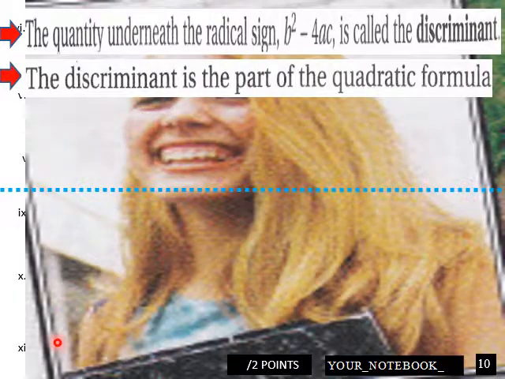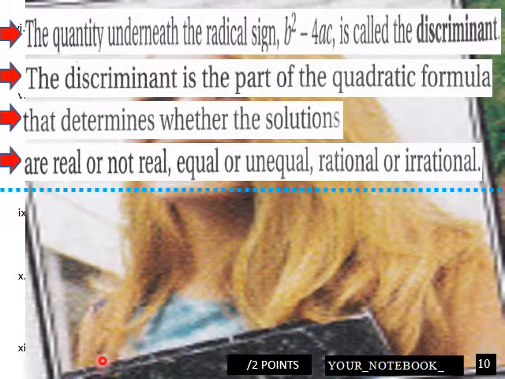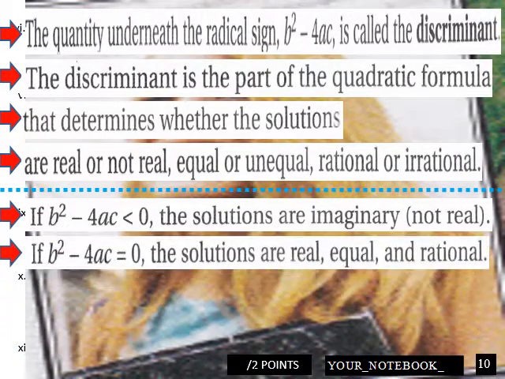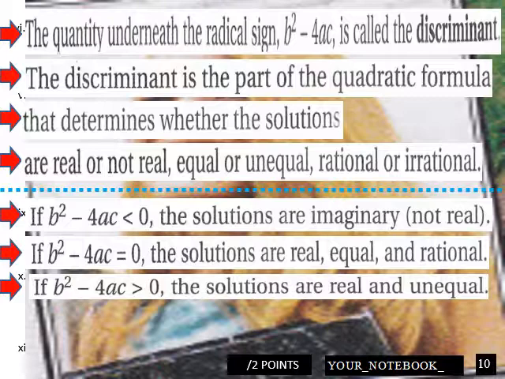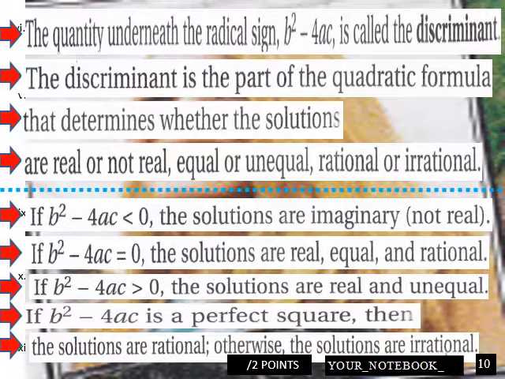The discriminant is the part of the quadratic formula that determines whether the solutions are real or not real, equal or unequal, rational or irrational. If it's less than 0, the solutions are imaginary. If it equals 0, the solutions are real, equal, and rational. If it's greater than 0, the solutions are real and unequal. If b squared minus 4ac is a perfect square, then the solutions are rational. Otherwise, the solutions are irrational.